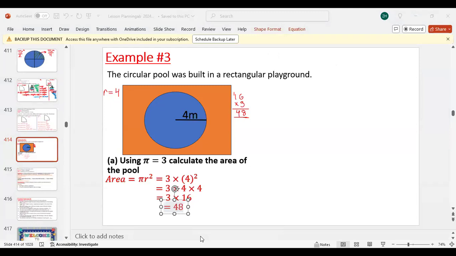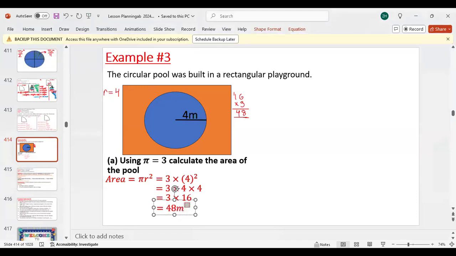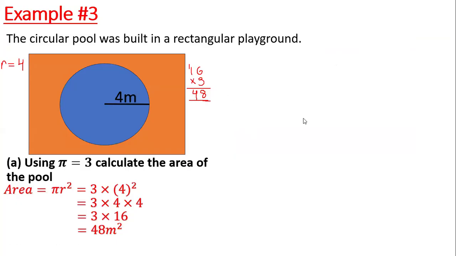All right. A lot of y'all voices are not being heard. Okay, so it's going to be 48 what? Meters. Meters what? Meters squared. All right. Let me know if y'all understand that first part. Yes, sir.